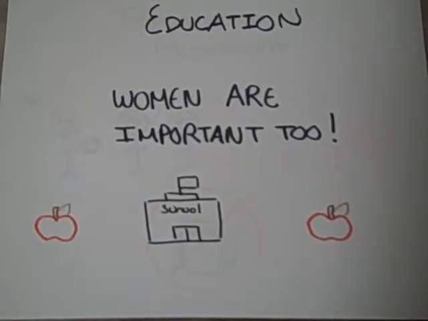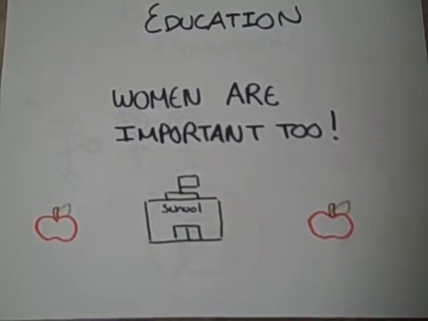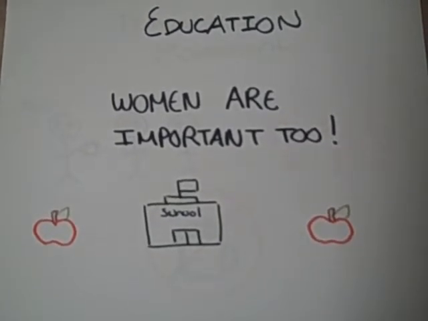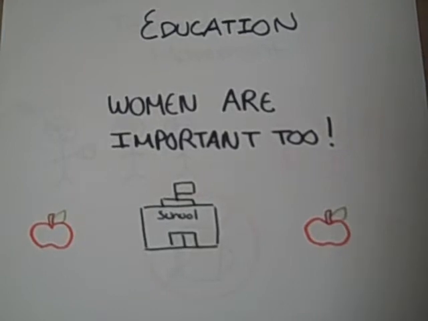Prior to the 1800s, women were not allowed an education. However, in the women's rights movement, they fought for their right to receive equal schooling opportunities.